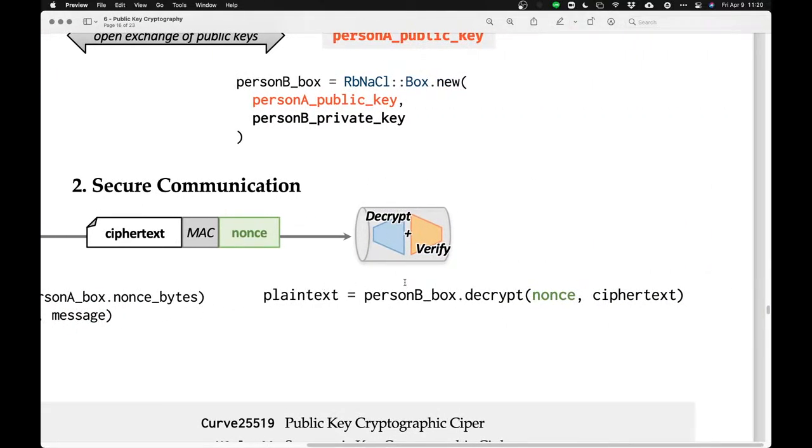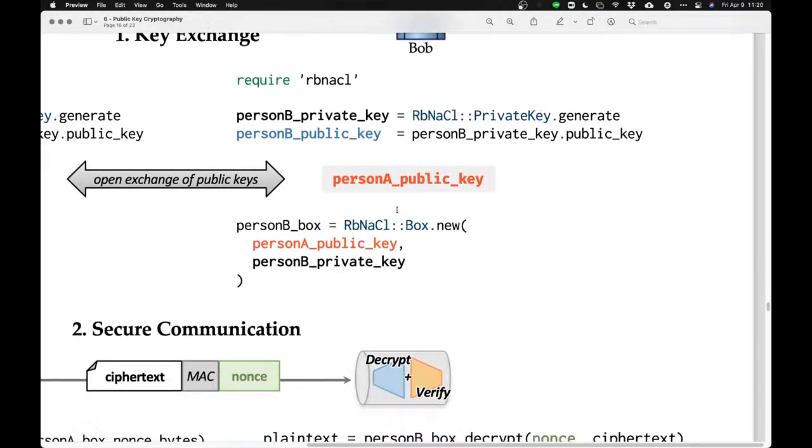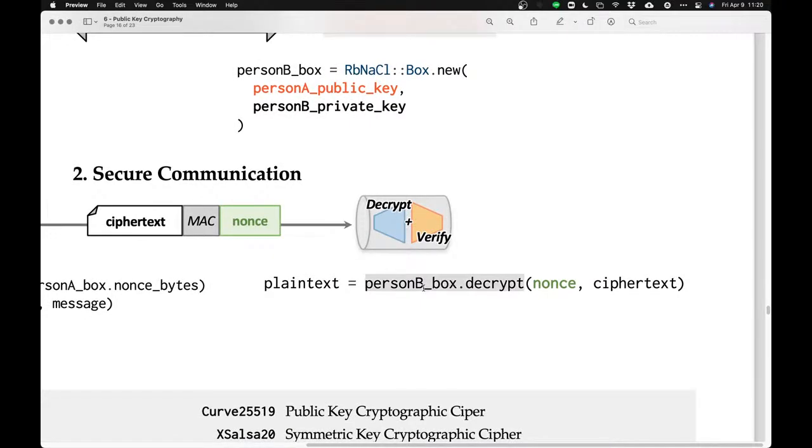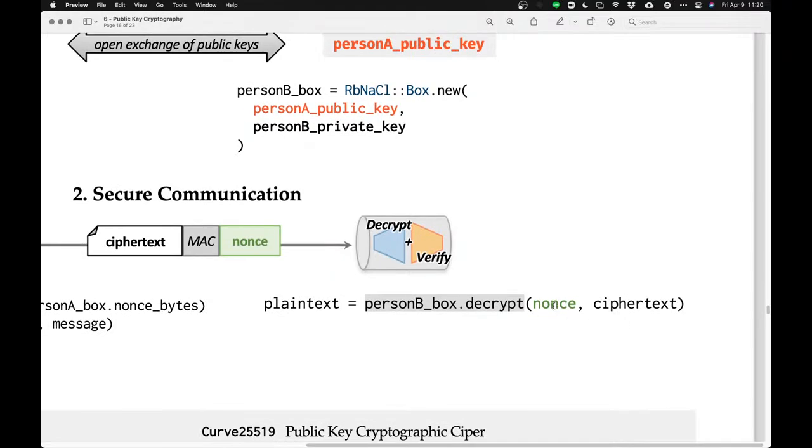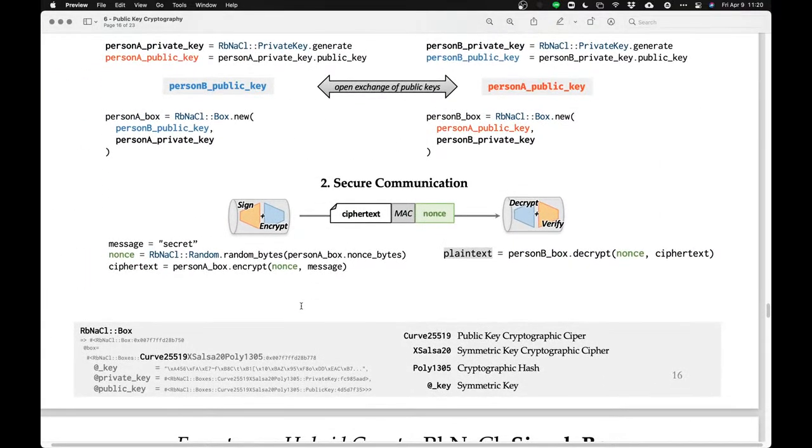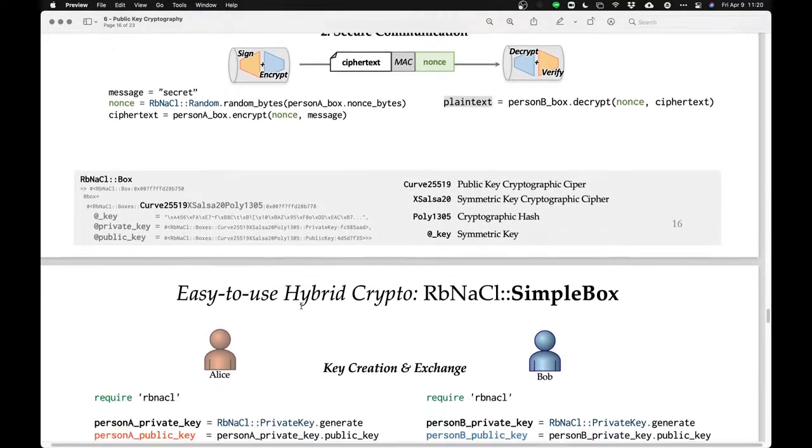All right. On the other side, Bob needs your nonce. You have to send the nonce to Bob. The nonce is not a secret. You can just send it. And Bob calls Bob's own NaCl box and says, please decrypt this ciphertext with this nonce, and they get the plain text back. All right? Now, if you don't even want to create the nonce yourself, you're in luck.